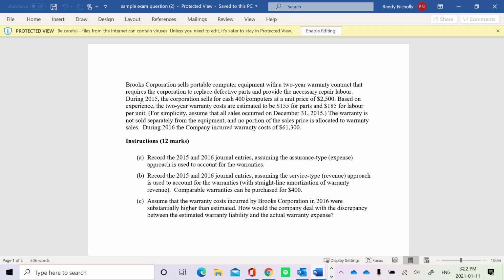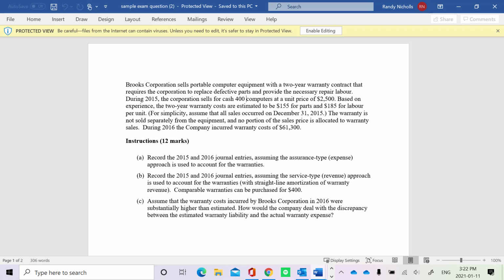So just kind of read through the question, figure out what the warranty is, and then watch the dates. This one says, for simplicity, assume all sales occurred on December 31, 2015. That just means no time expired in 2015. So if we need to amortize anything, then nothing would happen in 2015. Some questions will be January 1, in which case you've got a year of activity. Some might be evenly throughout the year, in which case you've got half a year. Okay.